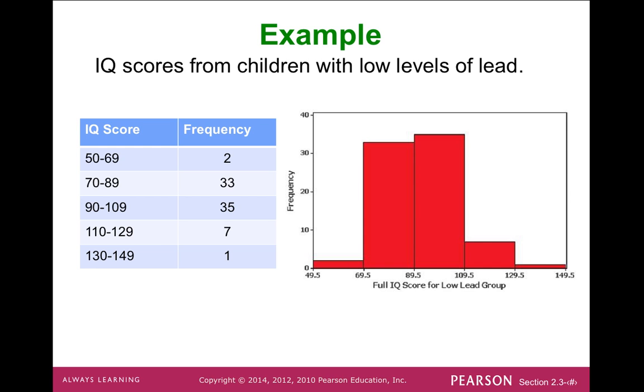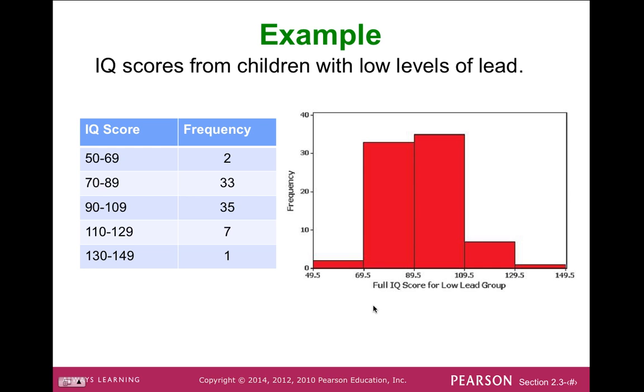If you remember back to section 2.2, we had looked at IQ scores, and there were 5 different classes, and you can see them listed here in the table. They're the same as what they were before. You'll see that the frequencies are also the same as our previous data. The only addition to this slide is that we've added a graph.